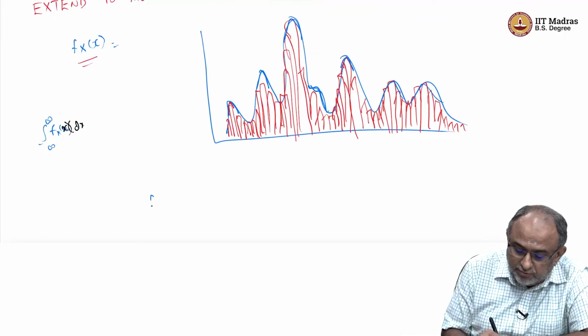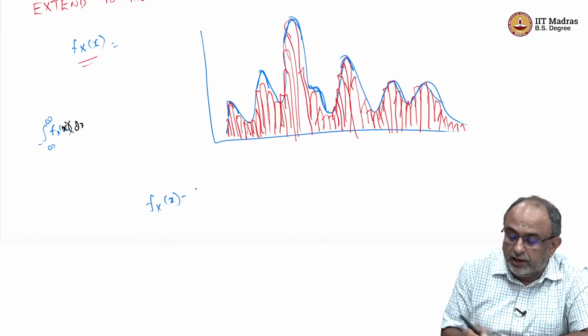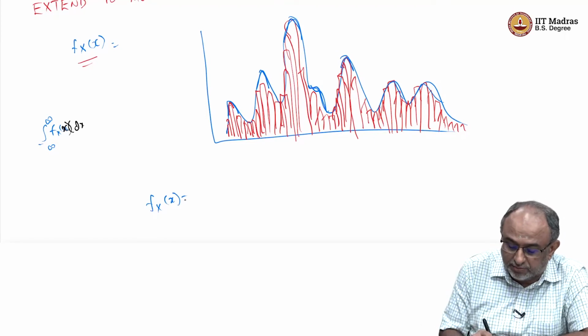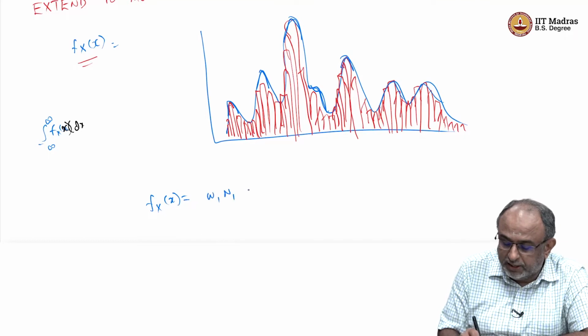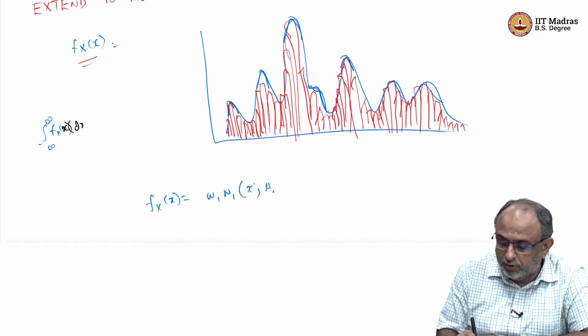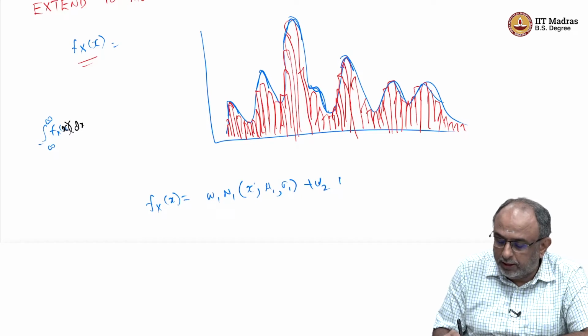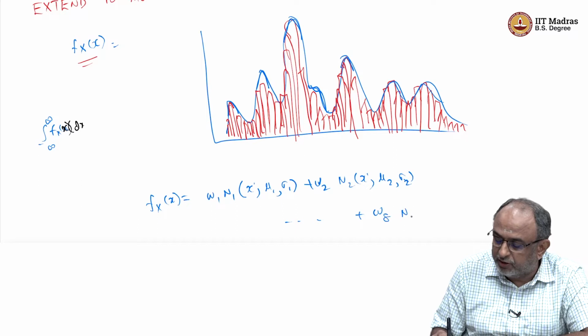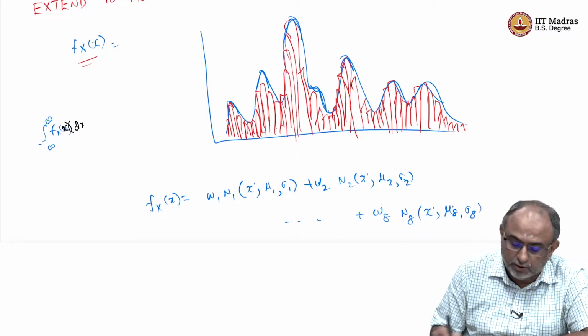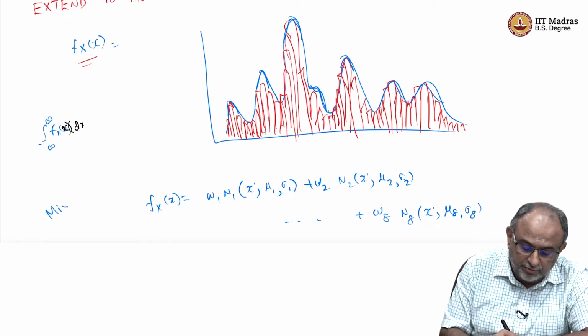So, I could say f(x) is, let's say there are 8 Gaussians here. So, it will be w1 N1(x; mu1, sigma1) plus w2 N2(x; mu2, sigma2) and so on all the way up to w8. So, this is a mixture of 8 Gaussians, okay. Mixture of 8 Gaussians, right.